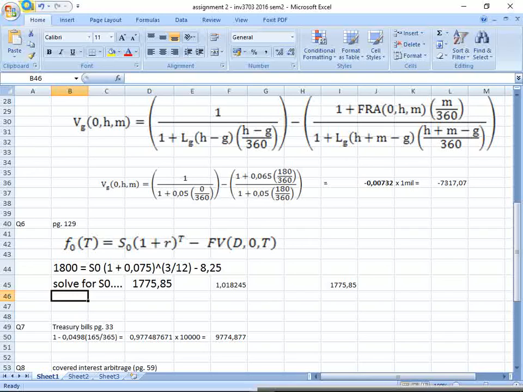Okay, so if I use this calculator and I put in the 1800 plus 8.25, close brackets, divide by open brackets, 1.075 to the power 3 over 12, close bracket, equals, yeah, 1775.85. That was right.